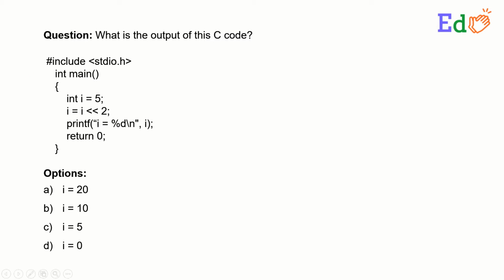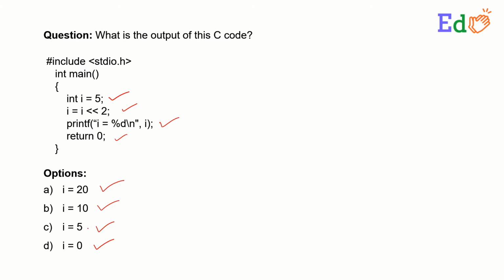Okay, the problem is we are having a C programming code having 4 lines. Initialization of the I, that is I equal to 5. Then there is a bitwise operator, I left shift 2. Then it prints the value and then returns the main program. We are having 4 options: I equal to 20, I equal to 10, I equal to 5 and I equal to 0.